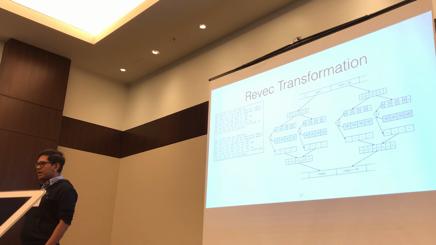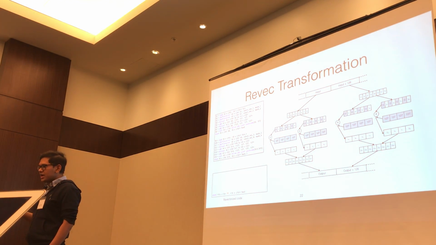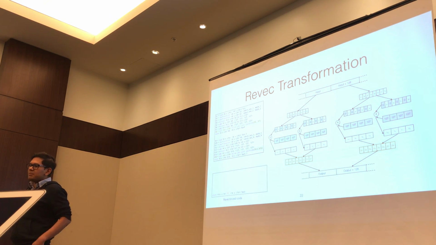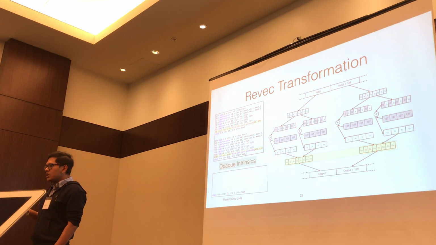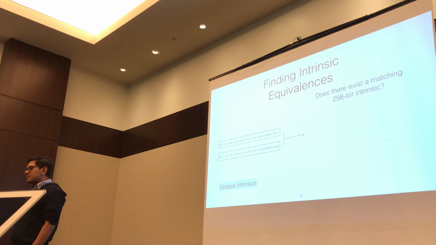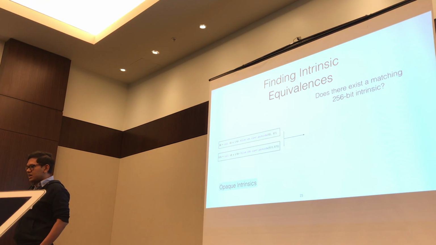So here, as we can see, these two stores, we can start revectorization at these two stores because they are adjacent in memory. And instead of two SSE2 128-bit stores, now we can emit a 256-bit store. Next, we go to its operands, and in this case, LLVM represents them as opaque intrinsics. So we do not know what they are doing. So Revec needs to ask the question, does there exist a matching 256-bit intrinsic that can do the same equivalent computation?